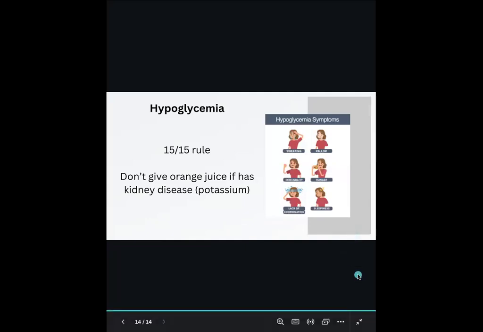So if somebody is hypoglycemic, you want to remember the 15-15 rule. I don't know if you've gone over this in fundamentals yet, but you give 15 grams of fast acting carbohydrate, and then you check their blood sugar again in 15 minutes. And then as you're thinking about what kind of fast acting carbohydrate you want to give them, you don't want to give orange juice if somebody has kidney disease, because remember the potassium, right? If they're not getting rid of the potassium from their kidneys, and you give them more potassium, hyperkalemia, heart problems.